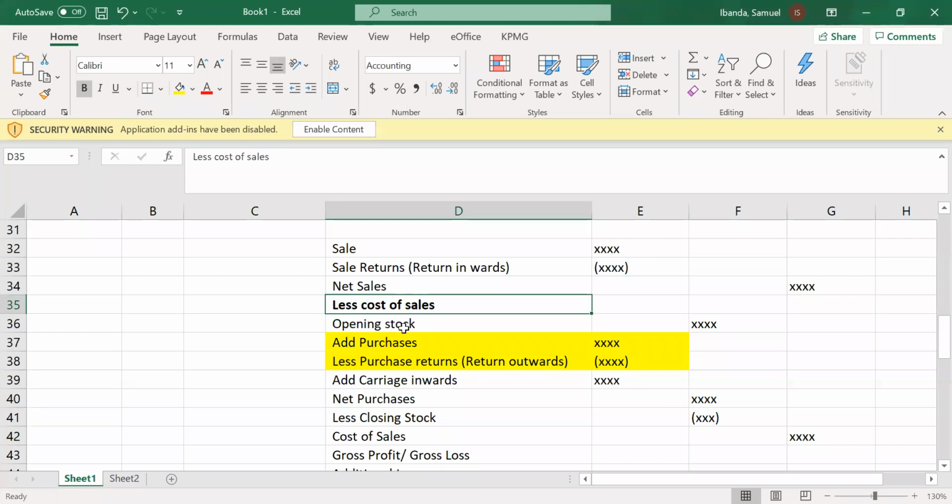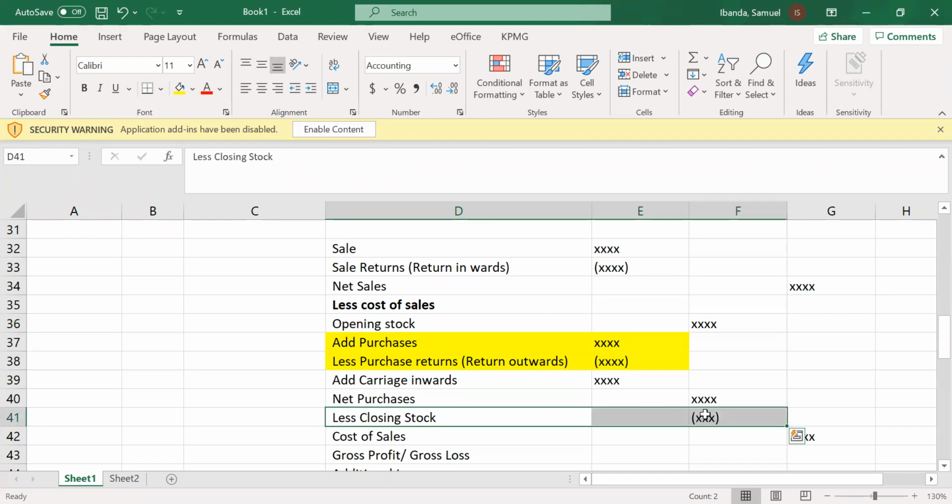But in determining our cost of sales, we determine it by getting opening stock, add the purchases, less closing stock. For now, opening stock, add the purchases, less closing stock. So the question I'm going to ask you: if you have your cost of sales, and this is how you calculate it, if your closing stock is high, how would that affect your profit? How would that affect your cost of sales?